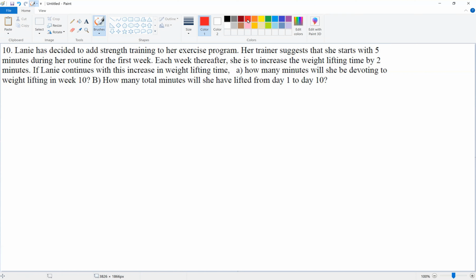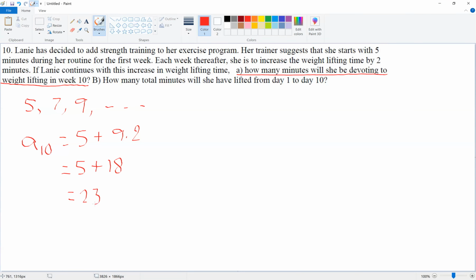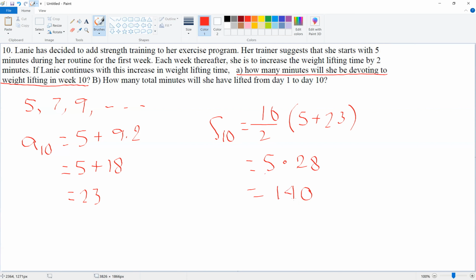minutes on that week. Once I found that, I could plug it into the summation formula. In total for all 10 weeks, S10 equals 5 times, in parentheses, 5 plus 23, so S10 equals 5 times 28, and S10 equals 140 minutes. Is that what you got? 23 and 140, right? Yeah. Okay.